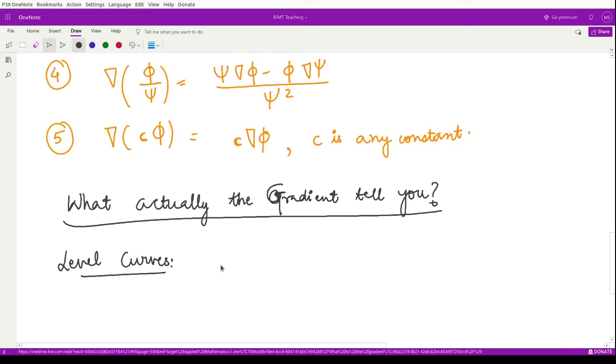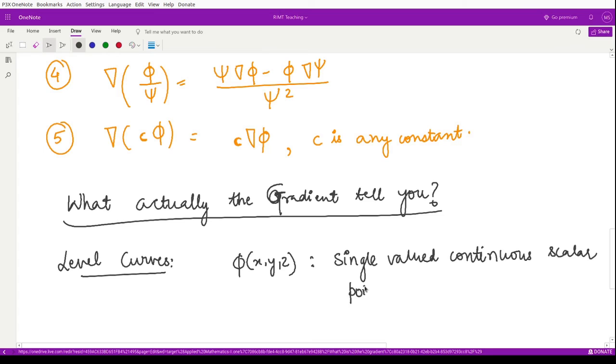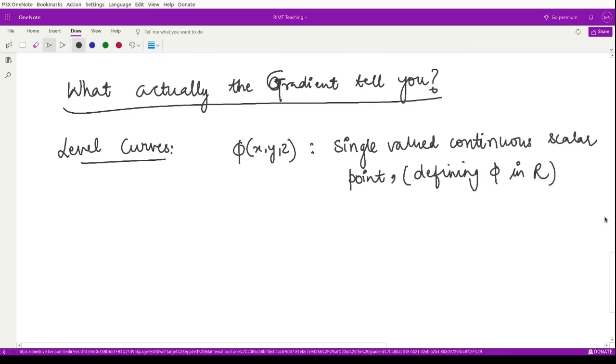So for defining level curves, if I say phi of x, y, z is some single valued continuous scalar point function. So this is the given function to us, which is known as phi, and we are defining it in the region R. So this is our region, a 3D region. And if we assume P of x, y, z to be some point in the region R, right?